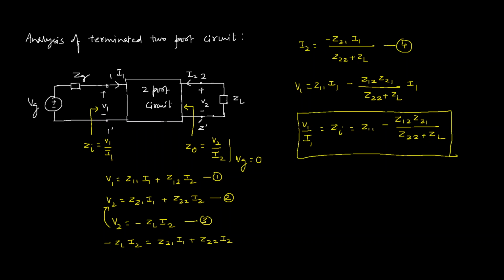Now we have to find out the output impedance. So let's make Vg 0 first.